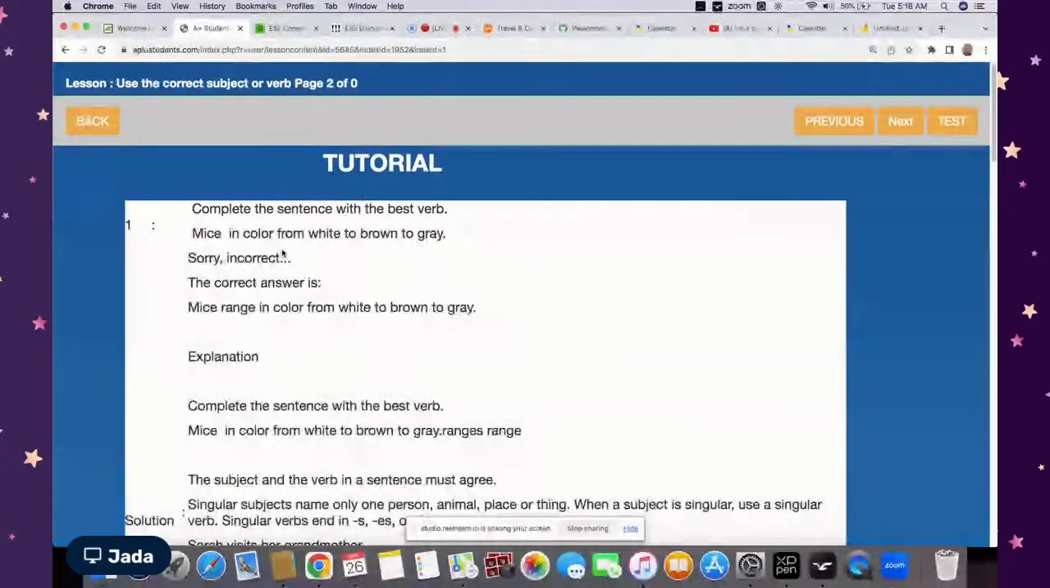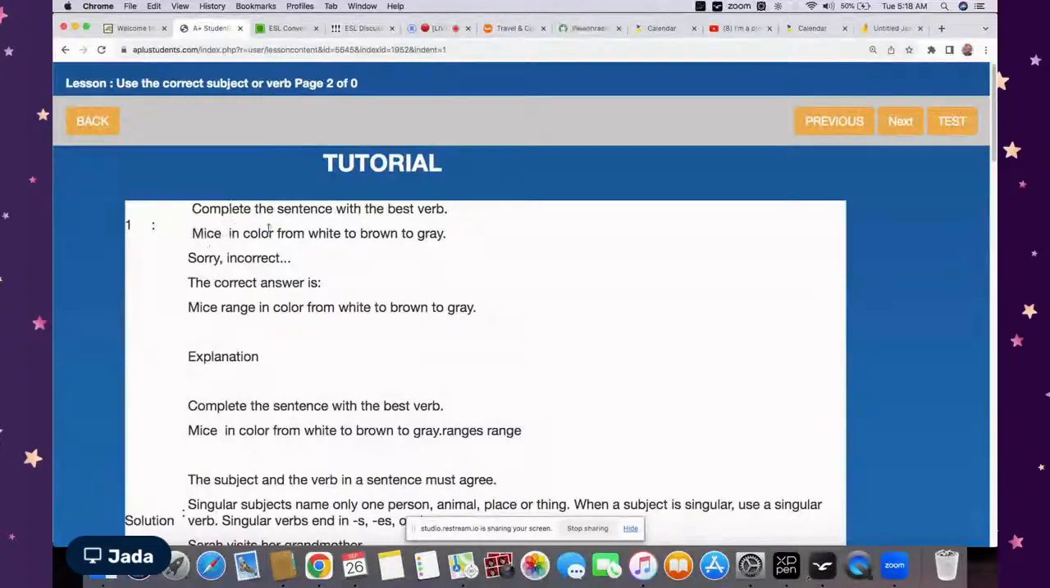All right, so we have this one. Before we move on to the test: mice dash in color from white to brown to gray. Okay, mice dash in color from white to brown to gray. So you need to look for what is in the empty space. Okay, so let's go find the answer. Now look at the subject, mice. Mice is a plural subject.